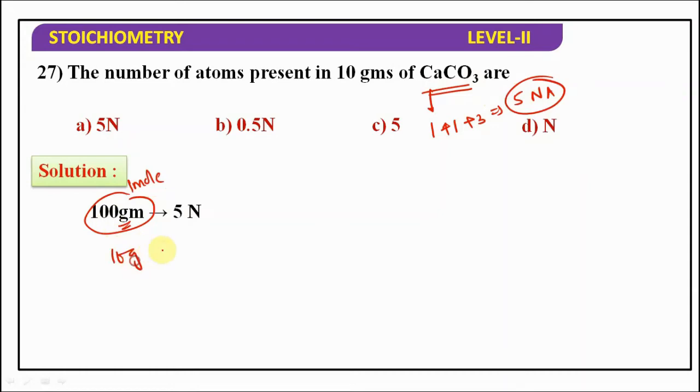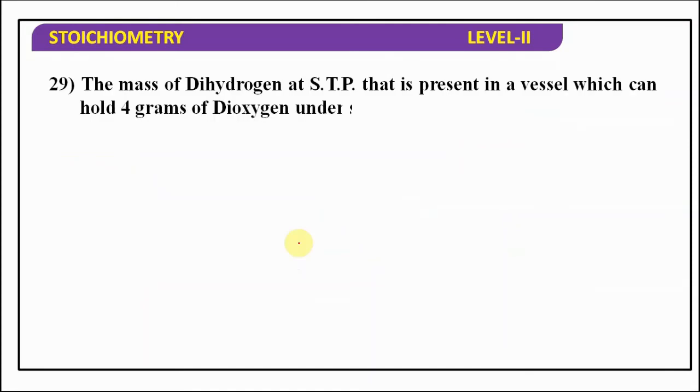Now 10 gram consists of how many atoms? 10 into 5 upon 100. That gives you 0.5 into Na. Understood? So option B is the correct answer. Is it clear for you, children? Avogadro number, you will get the answer, right?